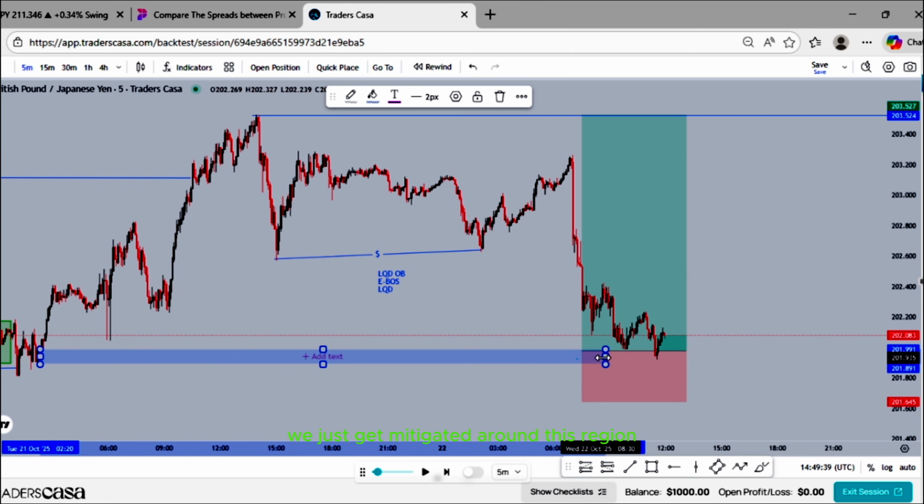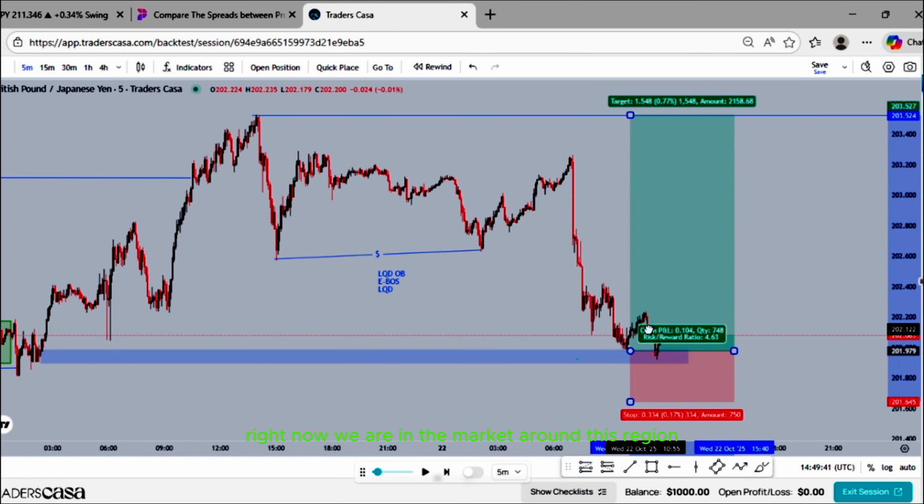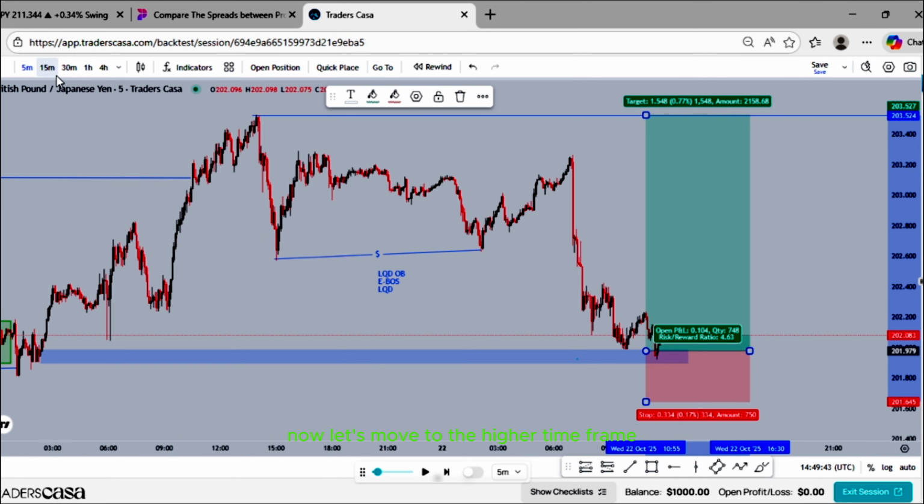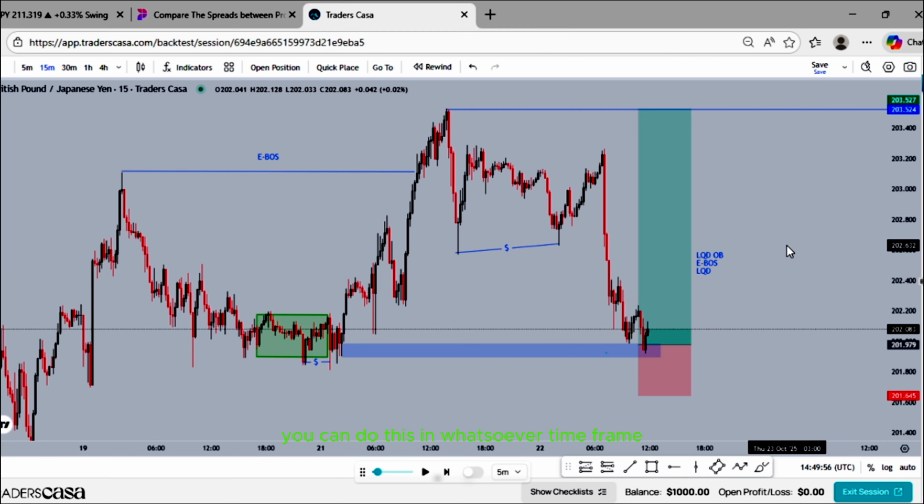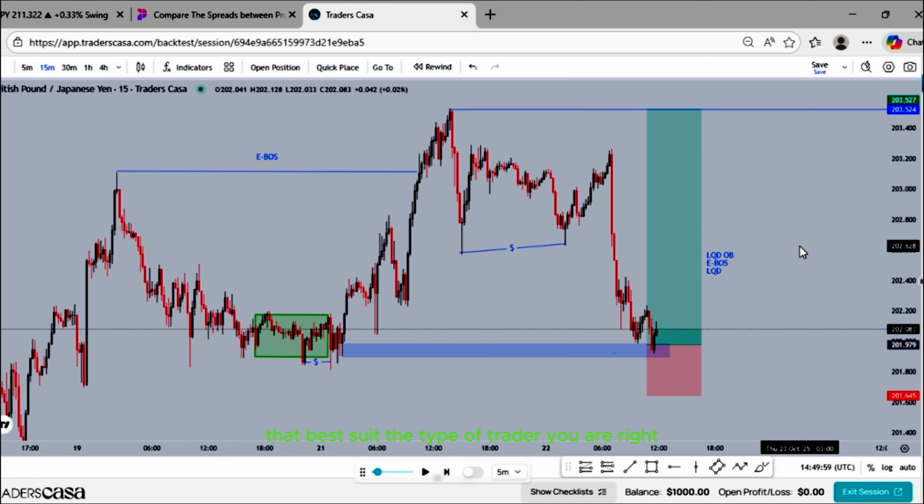We just get mitigated around this region, right? Now we are in the market around this region. Now let's move to the higher time frame. You can do this in whatsoever time frame best suits the type of trader you are, right? So now we are in the market right now. Let's see how this market plays out.